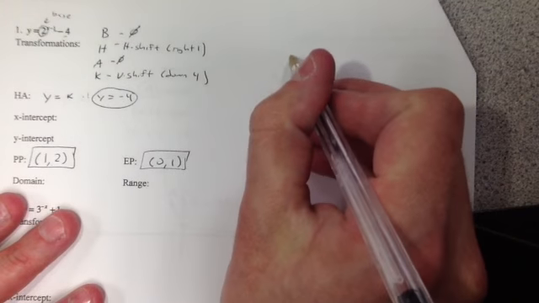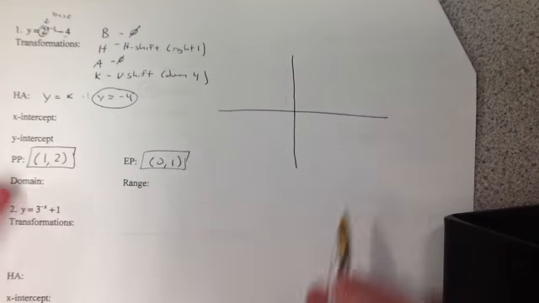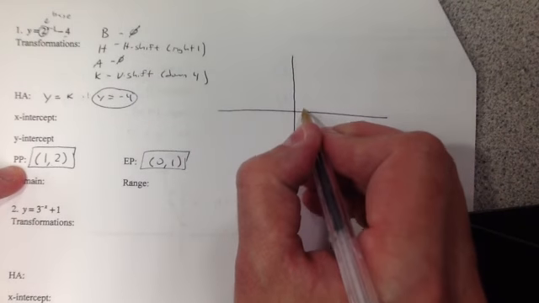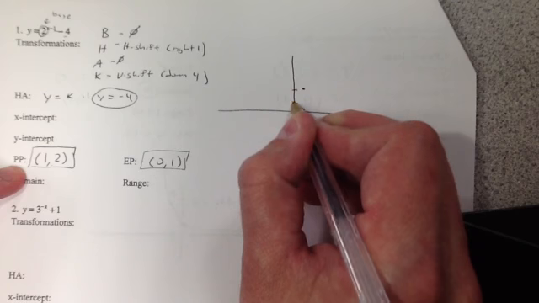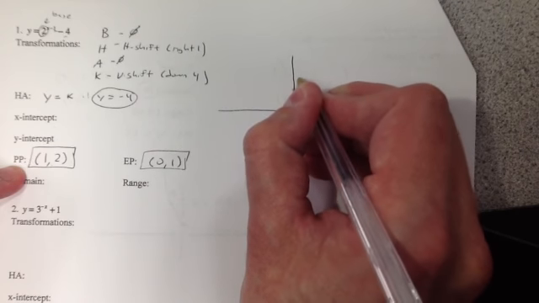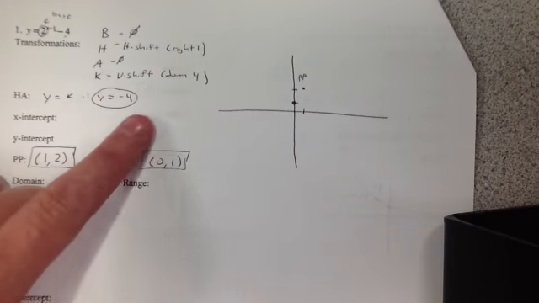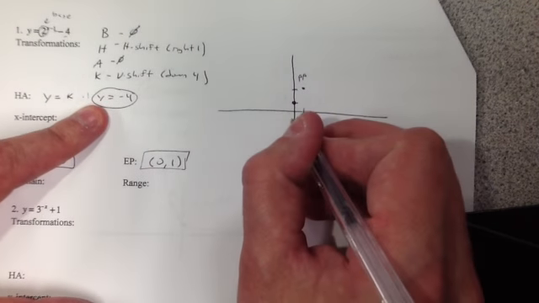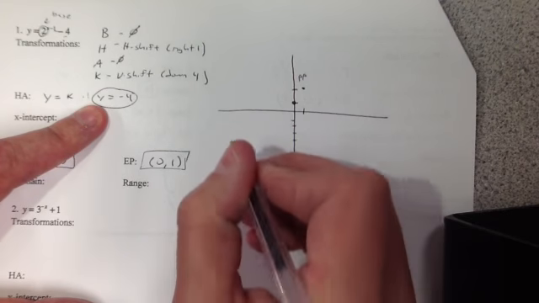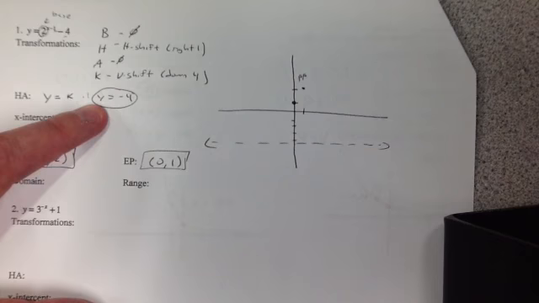So let's take a look at graphing this. Now, what I'm going to graph first are my points that I have. 1, up 2, and 0, 1. There is my parent point, and there's my extra point. Okay? And I'm going to graph my horizontal asymptote, -4. 1, 2, 3, 4. There's my horizontal asymptote.